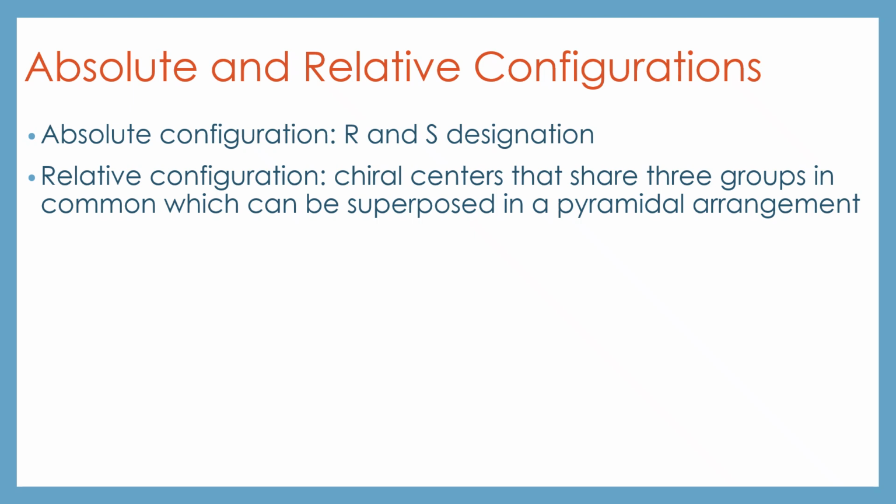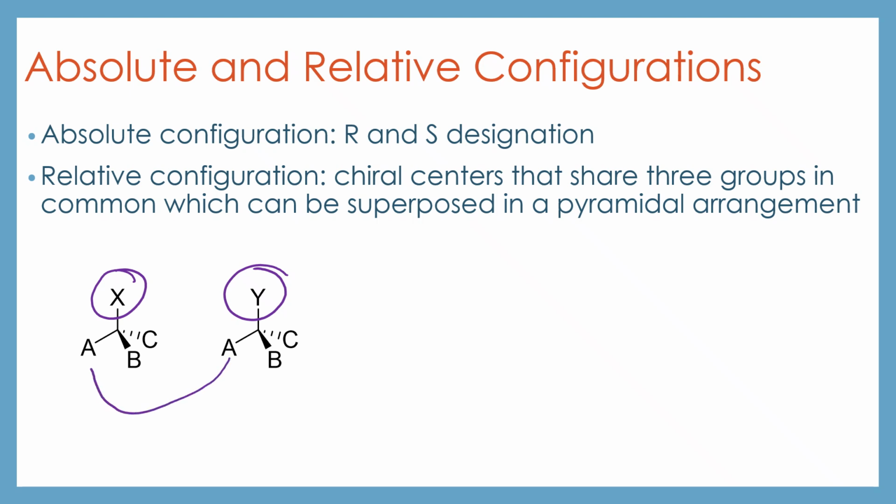Relative configuration is when you have two molecules that share certain groups in common, and those groups are arranged in the same way. You would say that they have the same relative configuration. So this is an example here. We have these atoms X and Y, and they overlap each other if we were to superpose these molecules. We would also see that A ends up on top of A, B ends up on top of B, and C ends up on top of C. So these have the same relative configuration.